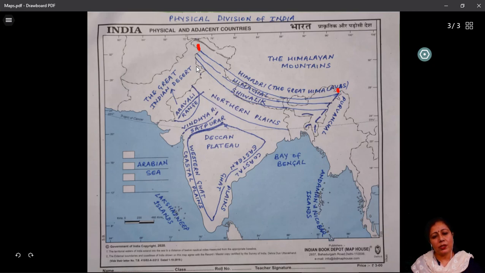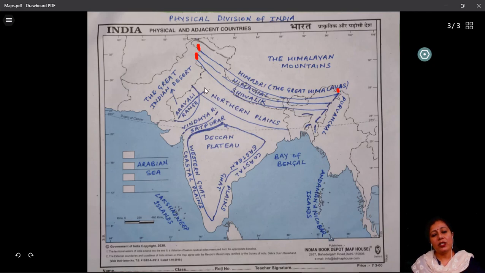Next we will move towards the second mountain range that starts from here, and as you can see, it is in broken form. You have to mark this in broken form until Arunachal Pradesh. This is the second range, also called the Middle Himalaya or Himachal. There are many hill stations found in this Himachal range.